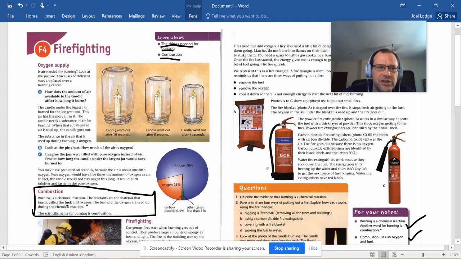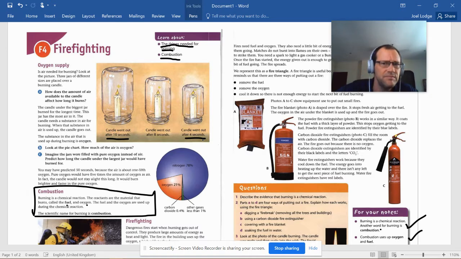Now, the candle in the big jar went out after 10 seconds. The candle in the small jar went out after 4 seconds. So that tells us there's more oxygen in the big jar than there is in the small one. Seems obvious, right? But not all of that air is oxygen.